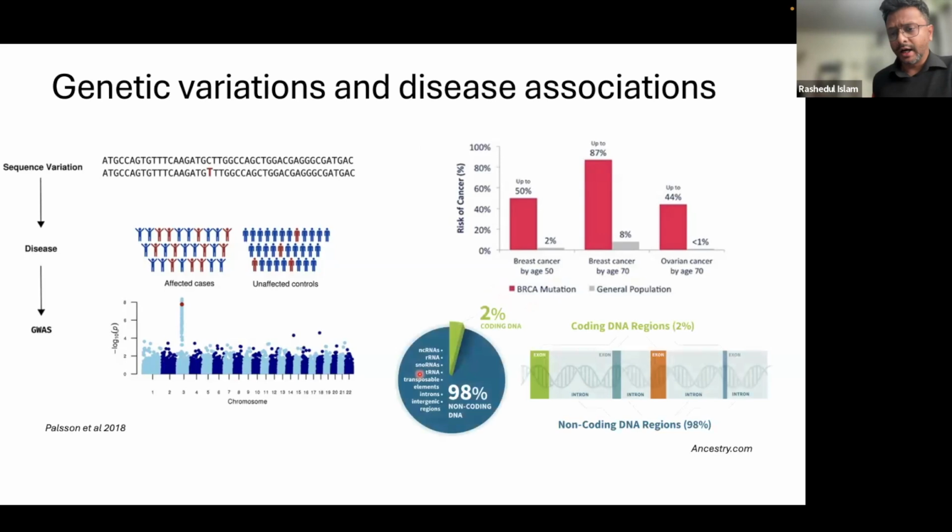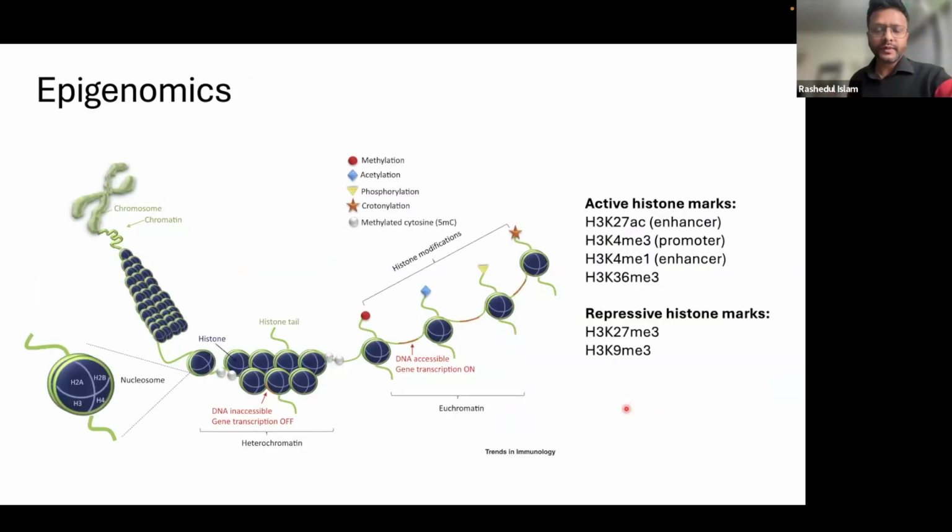As I said, most of our genome is non-coding. Only 2% has the coding exons. The rest of the genome is intron or intergenic regions. Those regions contain the regulatory elements of the genome. And in my PhD, I primarily studied the regulatory region or the non-coding region of the genome to understand its function and role in causing different diseases such as cancer. So to understand the regulatory regions of the genome, we need to understand the epigenomic technologies.